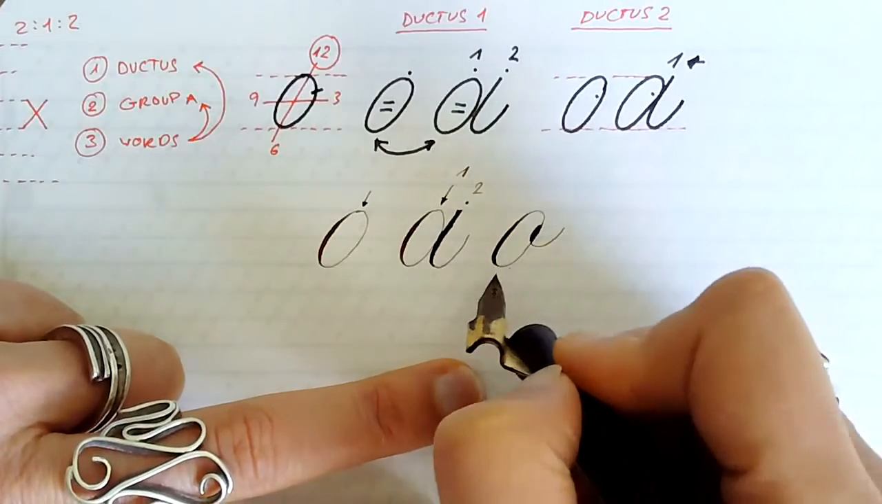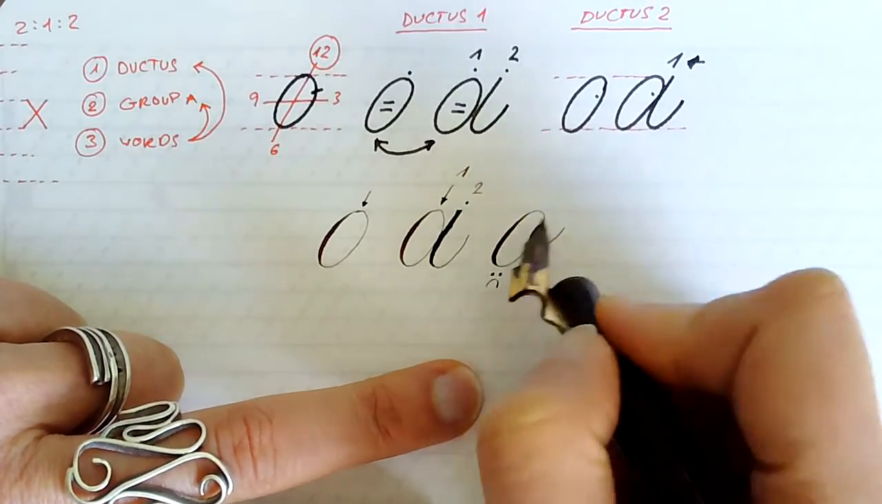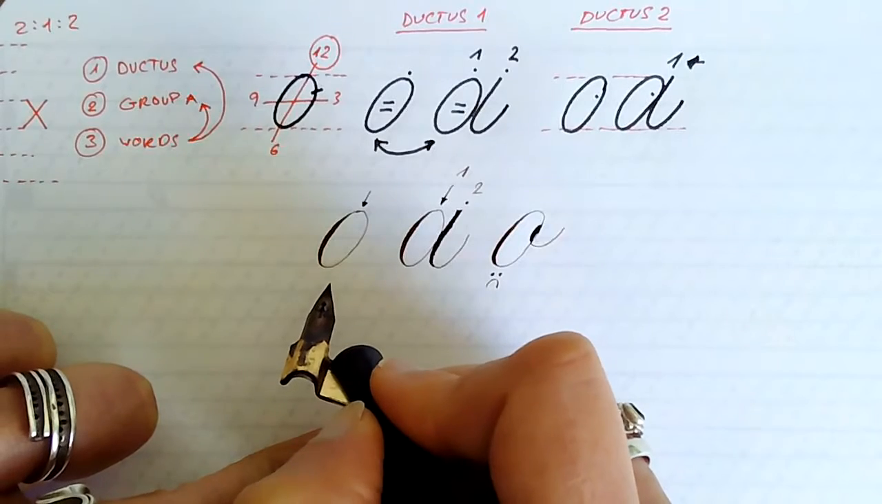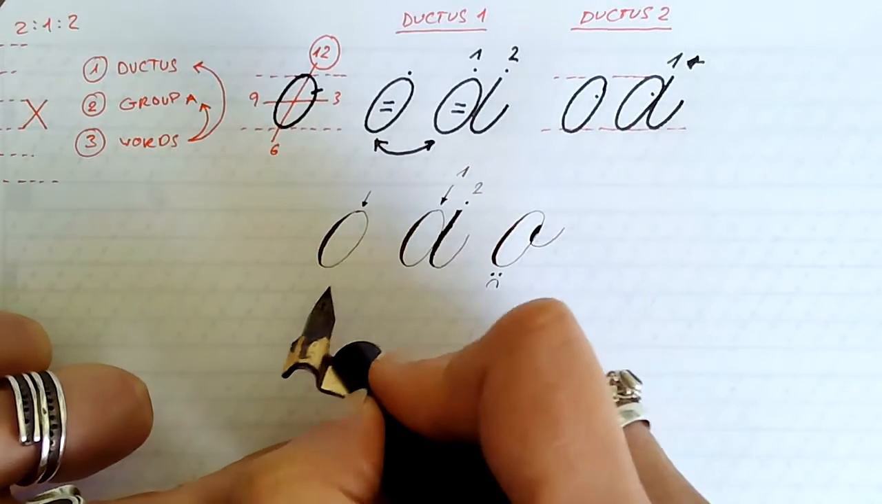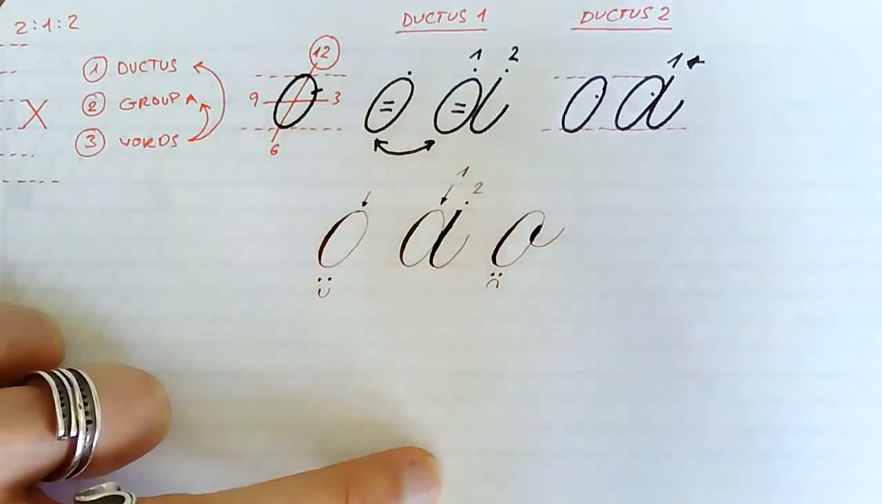Now, what I'm not happy about is that the shape of this oval is really different to this one. And I actually am happy with that one. So that needs to be redone again.